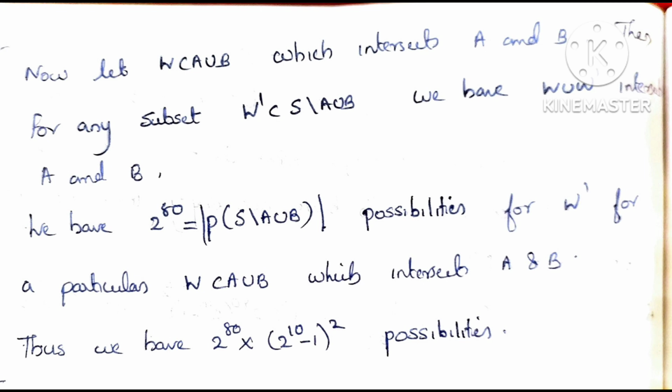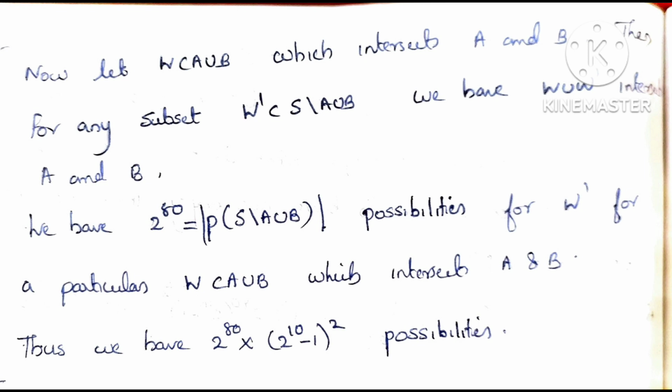So the number of possibilities for W dash is 2 raised to 80, that is, the power of the number of elements, the number of subsets of S minus A union B. So for a particular W subset of A union B which intersects A and B, we have 2 raised to 80 possibilities. So the total number of possibilities is 2 raised to 80 into 2 raised to 10 minus 1 whole square possibilities.